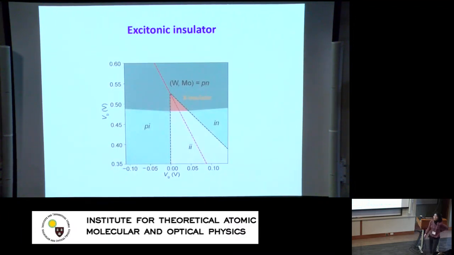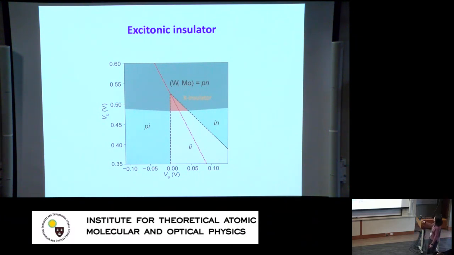Yeah, so if you increase the exciton binding energy, the region expands, becomes larger. This triangular region becomes bigger. The phase space becomes larger. But eventually it will break down.